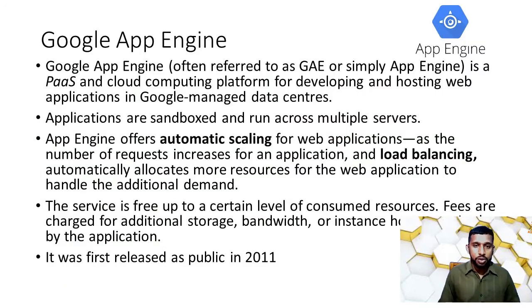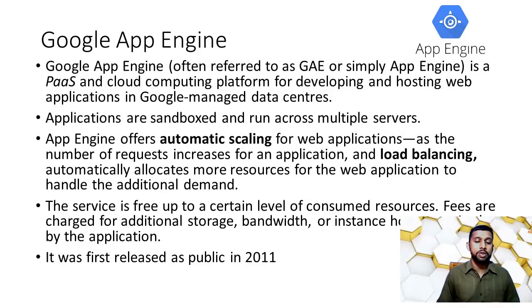The next is Google App Engine. It was actually released in 2008. Google App Engine is a cloud service provided by Google. It provides platform as a service and a cloud computing platform for developing and hosting web applications. Applications are sandboxed and run across multiple servers. Applications are divided independently, and they are independently run in different servers at the same time.